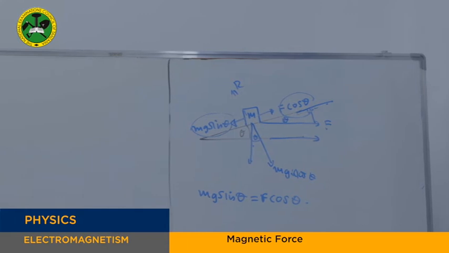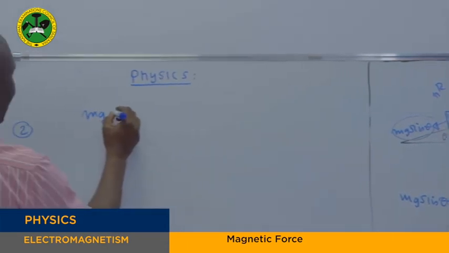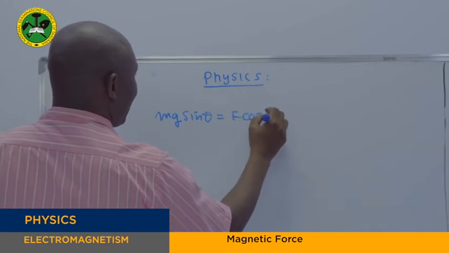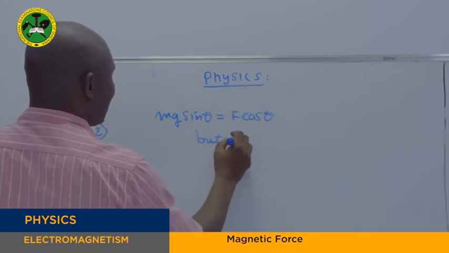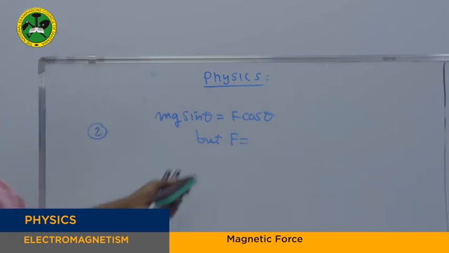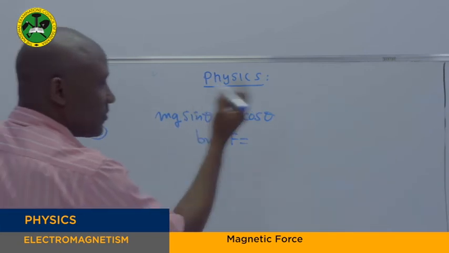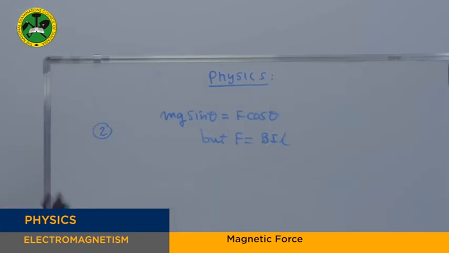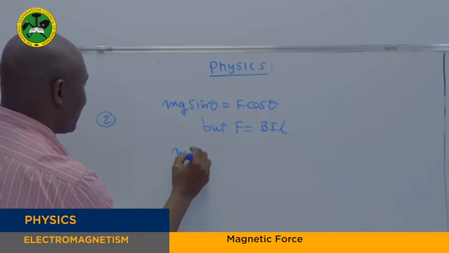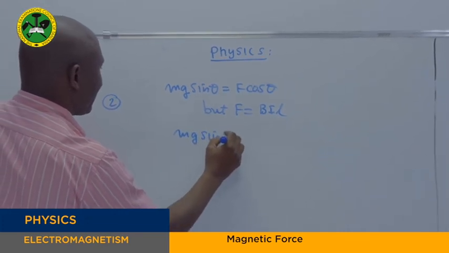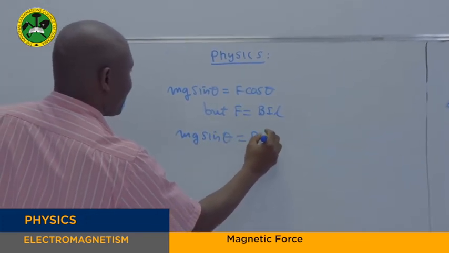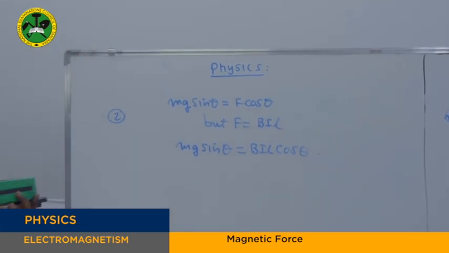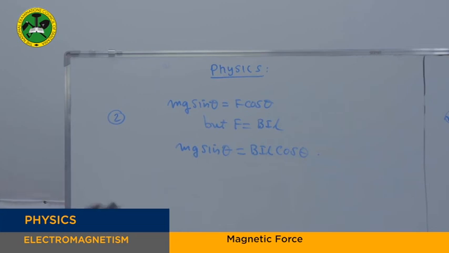So mg sine theta equals F cos theta. But we know this F, the force acting on the wire, or by X, is given by B times current times the length. So we have mg sine theta equals B I L cos theta. Our aim is to find the angle.